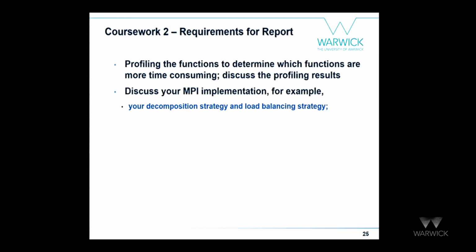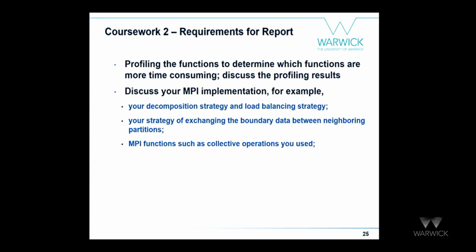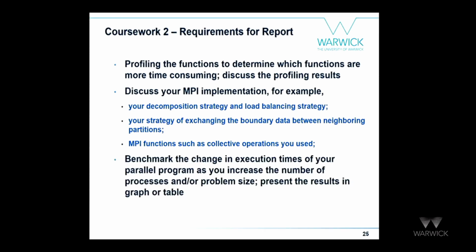Right. You need to balance the workload among different processes, which means that you need to partition the grid of cells evenly among the processes, or as evenly as possible. You need to discuss the strategy of exchanging the boundary data between the neighboring partitions. And you need to discuss the MPI functions, why you are using this MPI function in your code. Because you need to benchmark the change in the execution time of your parallel program as you increase the number of processes, as you increase the problem size. So you need to present the results in graph or table.